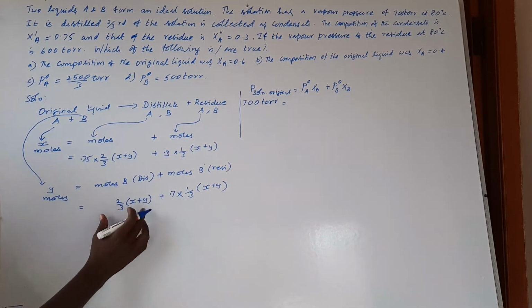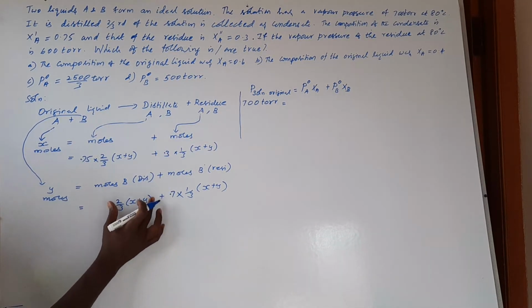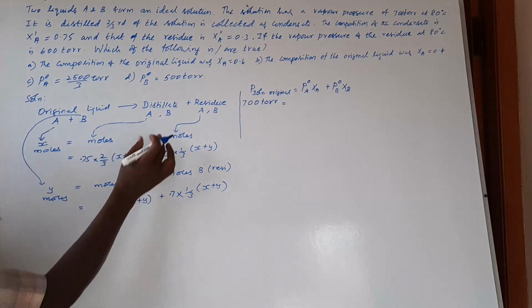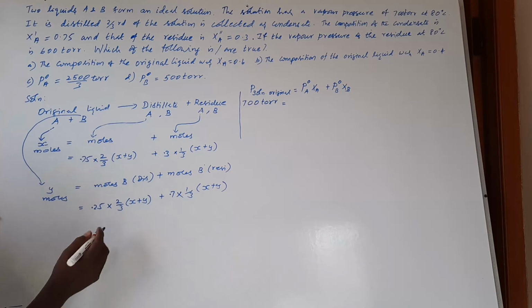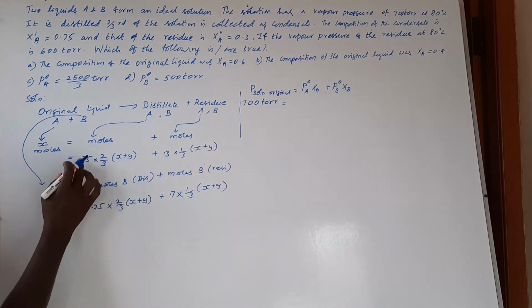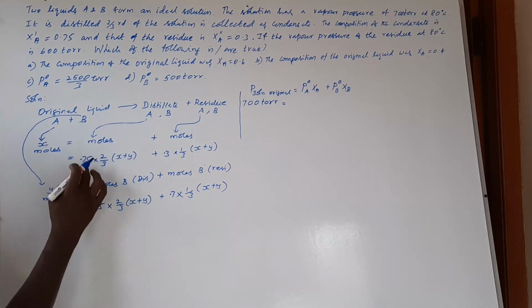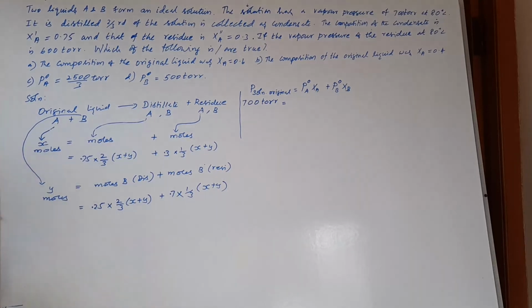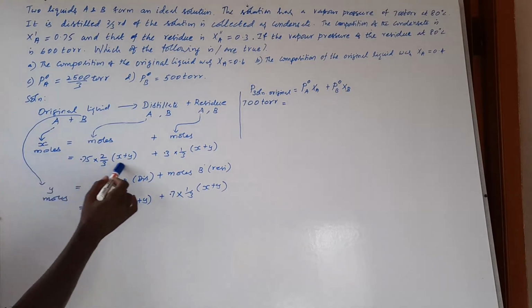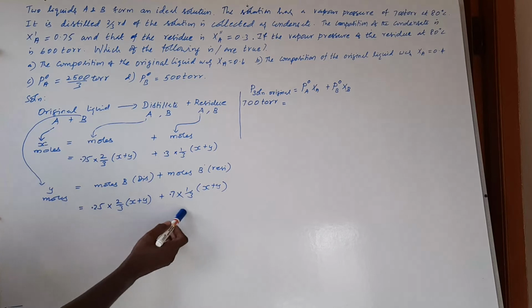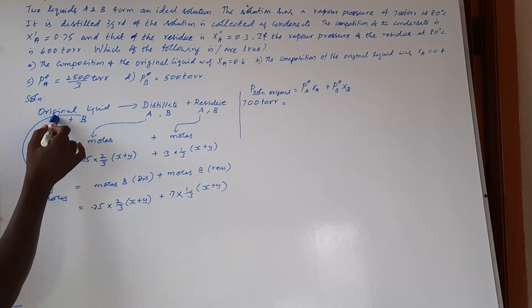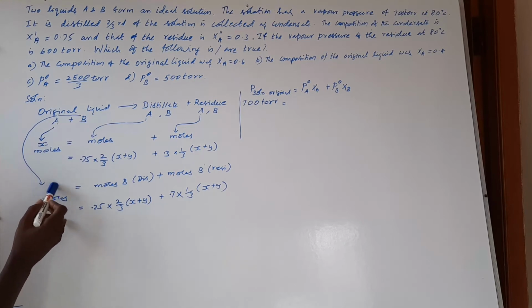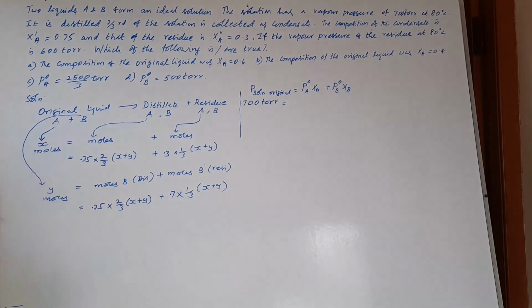In that way, it is total moles of distillate. In that, what is B alone? B alone is 0.25 fraction, because 0.75 plus 0.25 equal to 1. Now we got X moles in this relation, Y moles in this relation. X is the number of moles of A in the original liquid, Y is the number of moles of B in the original liquid.